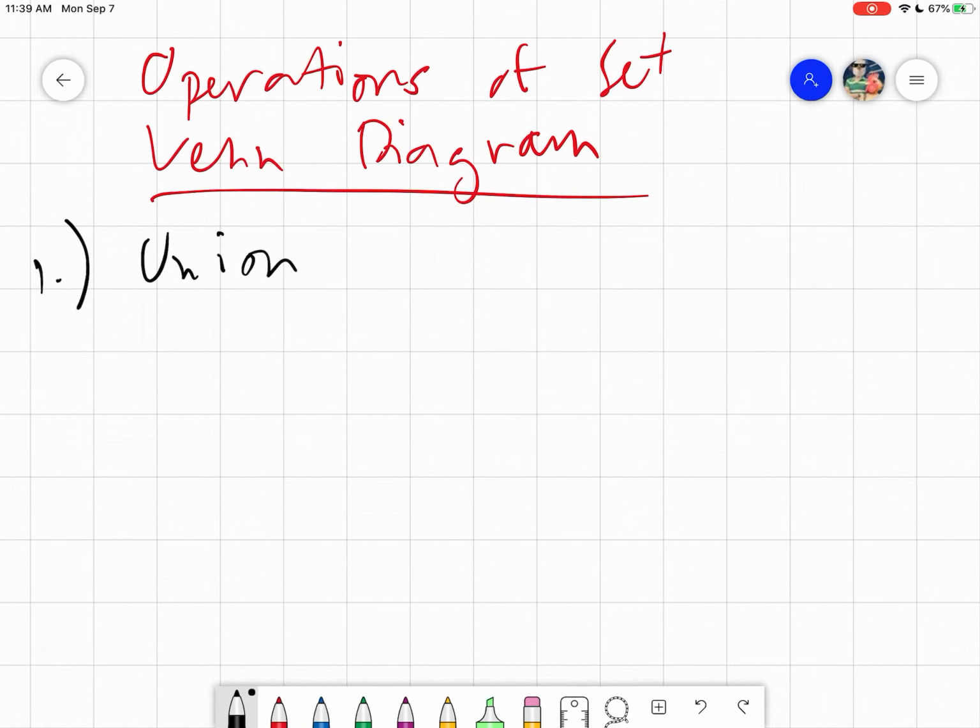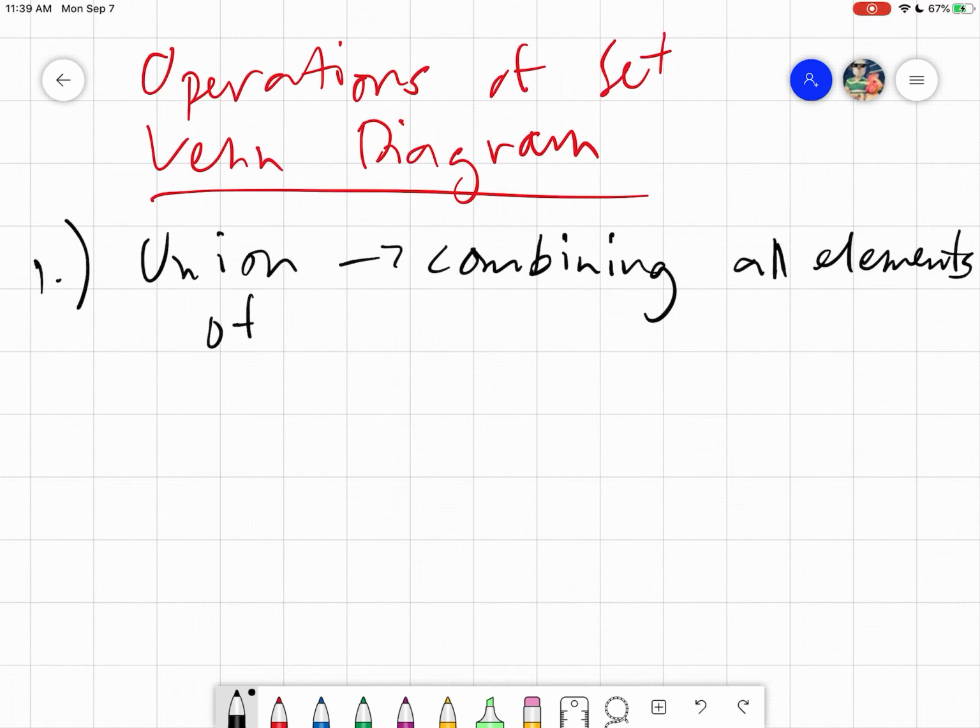Okay, the union, from the term union, means to unite, meaning we are just simply combining all elements of the two or more sets. Sabihin pa nagsasama-sama lang natin yung elements nila. So what do I mean by that?